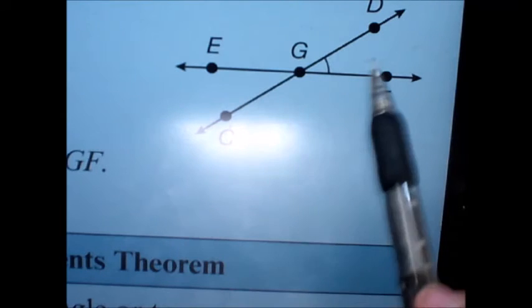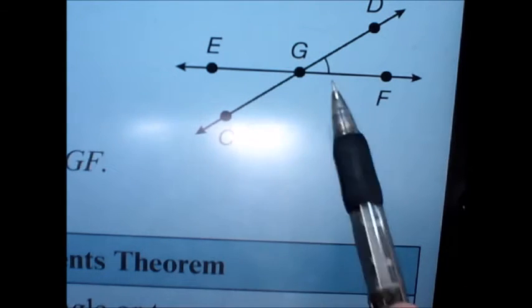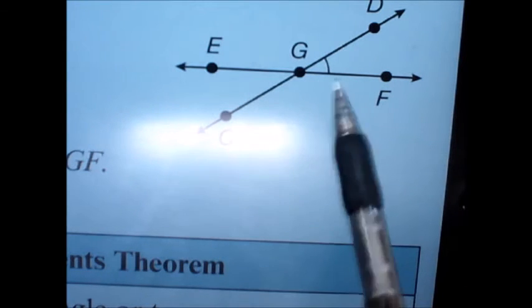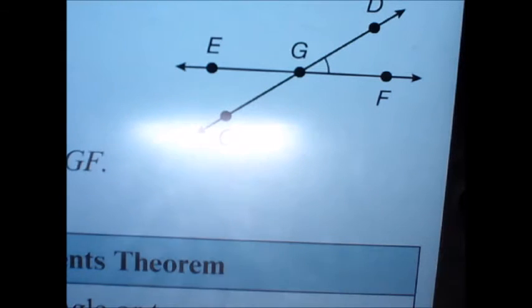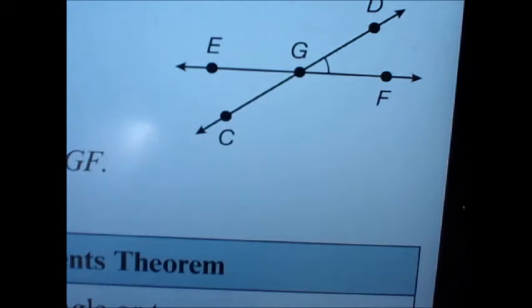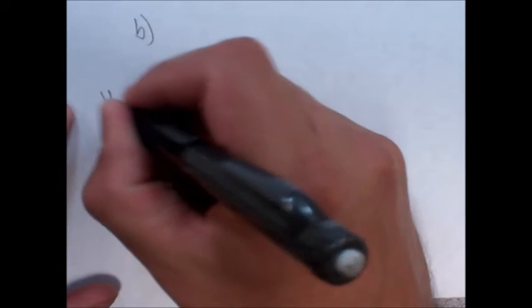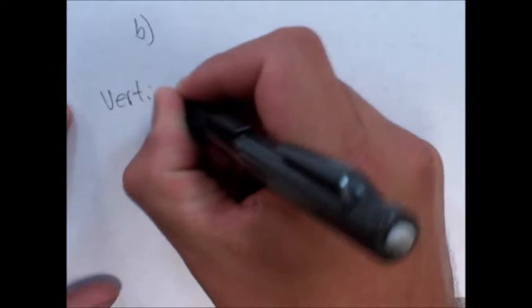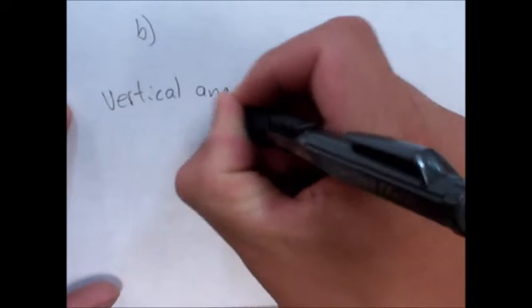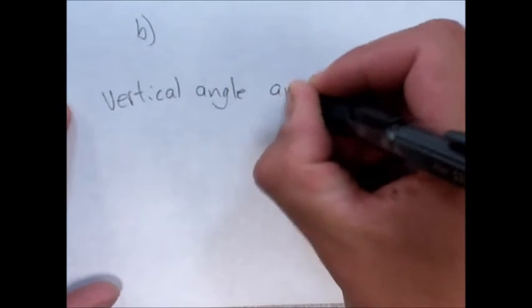Okay. We should also know that these two angles are what? Starts with a V, ends in an L: vertical angles. Thank you. The vertical angles. Vertical angles are congruent. So we're having problems with that definition. We're going to write it down. Vertical angles are congruent.